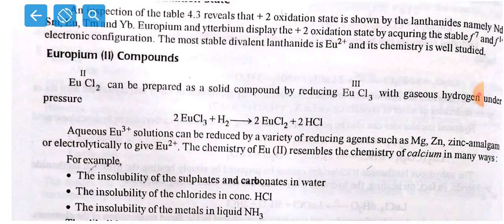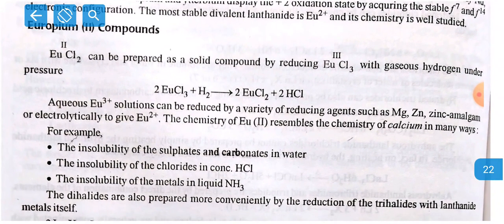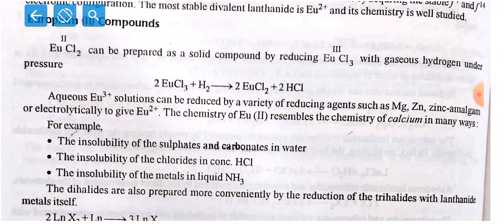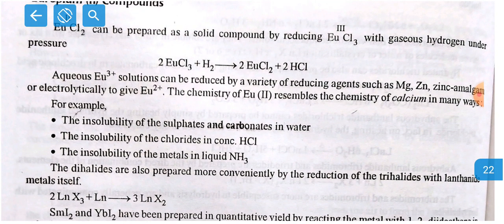The europium 2+ compound EuCl2 can be prepared as a solid compound by reducing EuCl3 with gaseous hydrogen under pressure. 2 EuCl3 plus H2 gives 2 EuCl2 plus 2 HCl. An aqueous europium 3+ solution can be reduced by a variety of reducing agents such as magnesium, zinc amalgam, or electrolytically to give europium 2+.